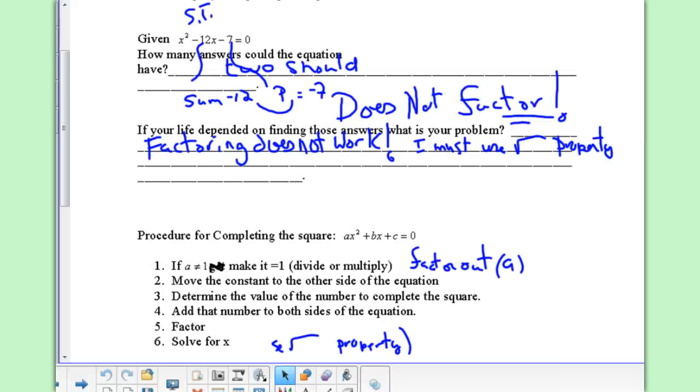So here's the procedure that I would like you to write down, and then we'll try and make sense of it. So step number 1, if a is not 1, you need to make it 1 by factoring out a, and you'll see what I mean by that. Number 2, move the constant, and 3, 4, 5, and 6, using the square root property. So if you can write those down, we're going to come back in a second and actually use them.